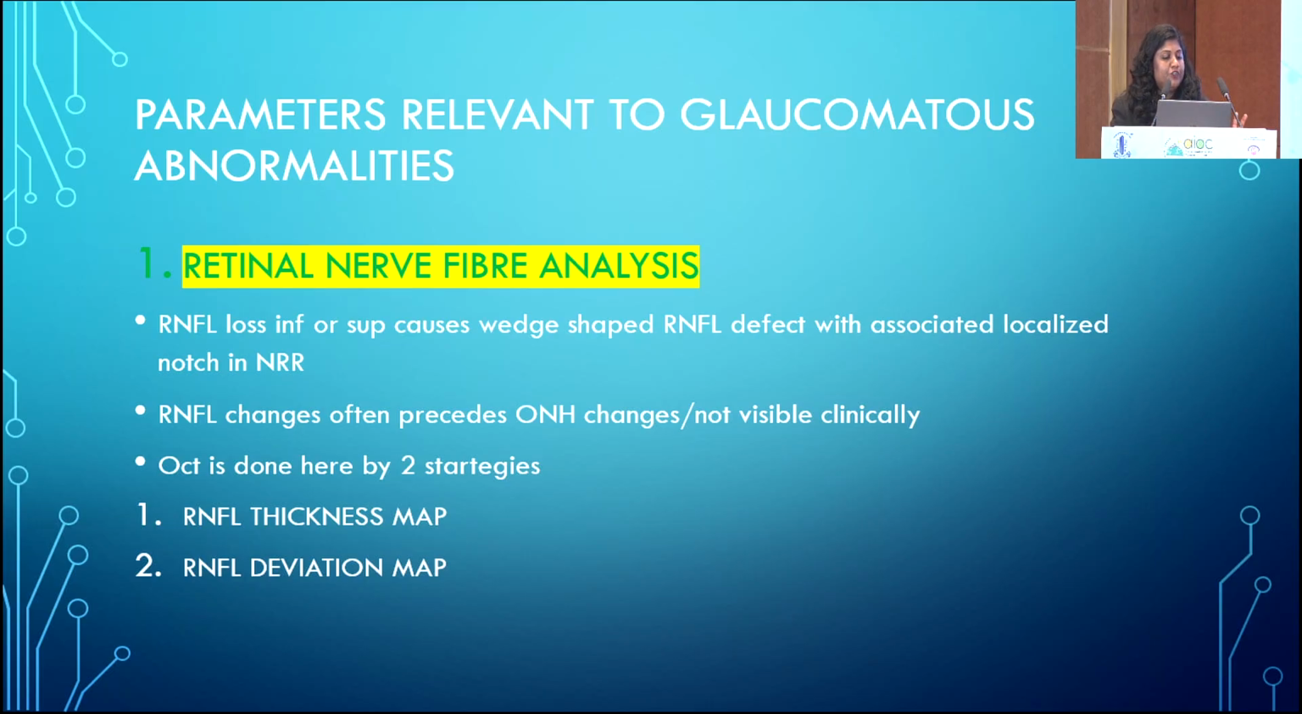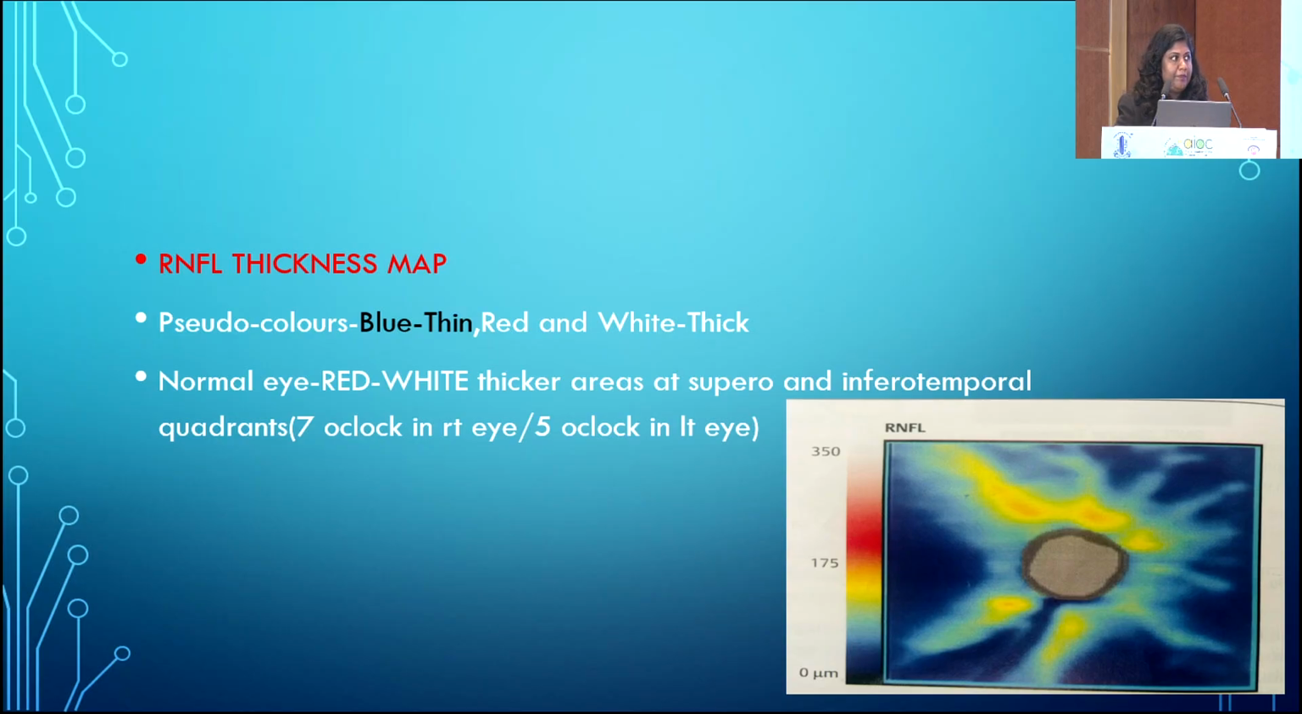In the OCT, there are two strategies, mainly the RNFL thickness map and the RNFL deviation map. RNFL loss, whether inferior or superior, causes a wedge-shaped RNFL defect with an associated localized notch in the NRR. This is a picture of the RNFL thickness map, which uses pseudo colors. Blue is thin. You have to remember this. In the RNFL thickness map, blue is thin, while red and white are thick in normal eyes.